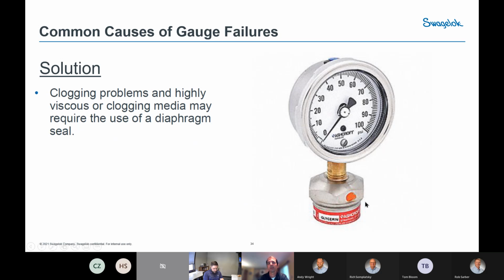This picture shows a diaphragm that's been added to the gauge and will protect it from any kind of media that could cause a clogging issue.